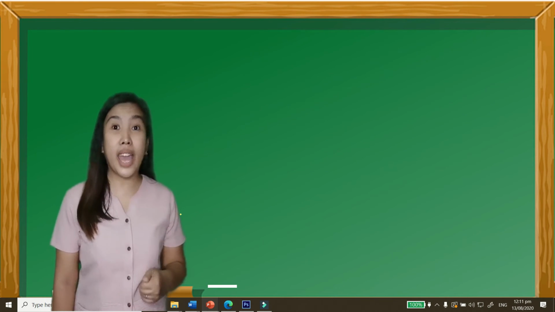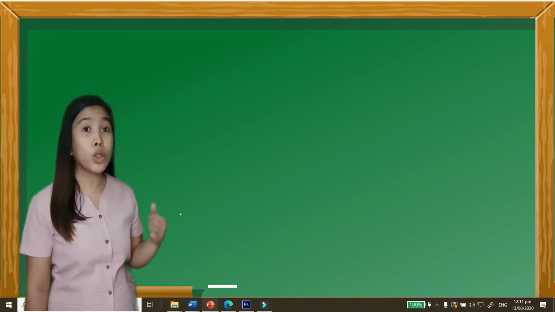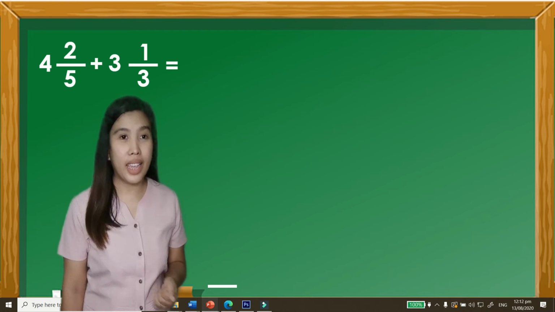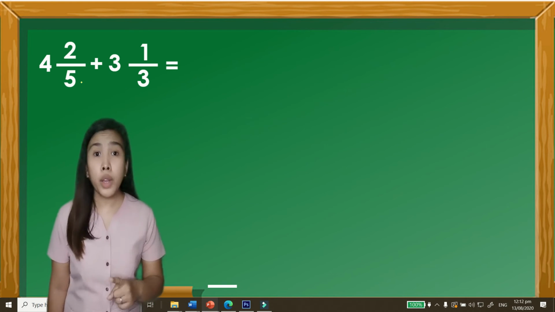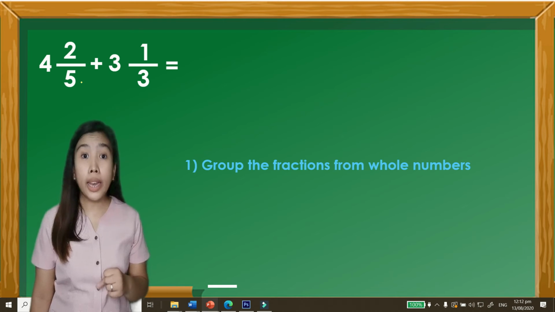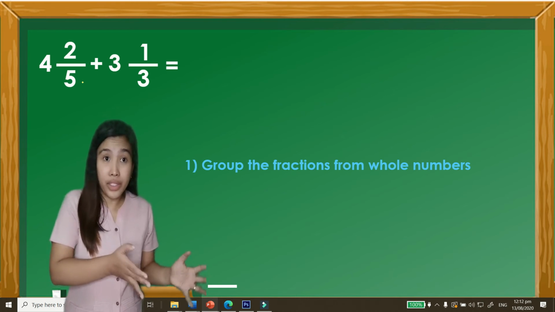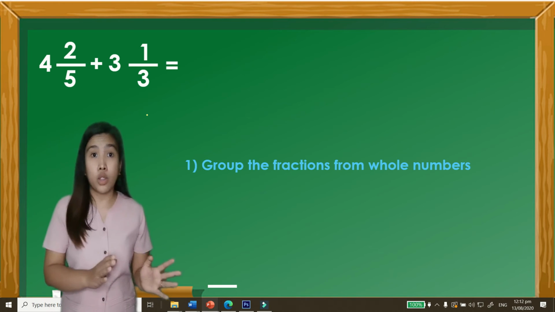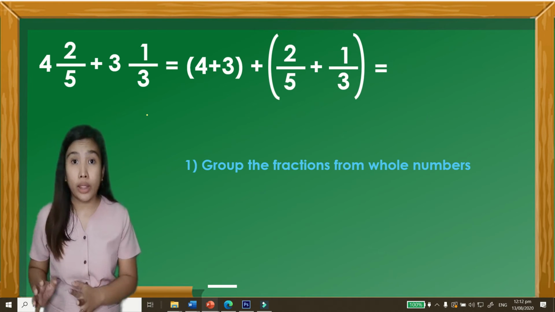Let us now add a mixed number by another mixed number with different denominators. Okay, so we have 4 and 2/5 plus 3 and 1/3. First step will be to group the fractions from the whole numbers. So we are going to separate 4 and 3 and 2/5 and 1/3. So 4 plus 3 plus the quantity of 2/5 plus 1/3.